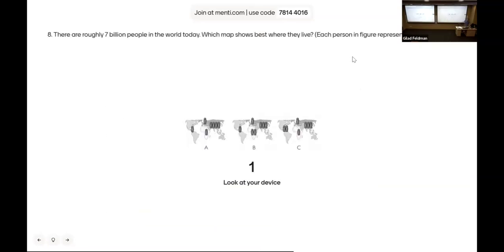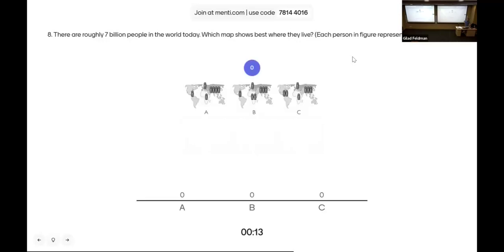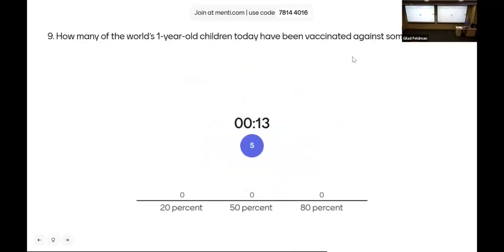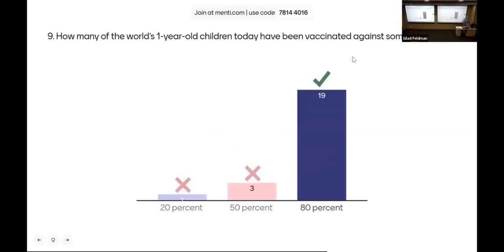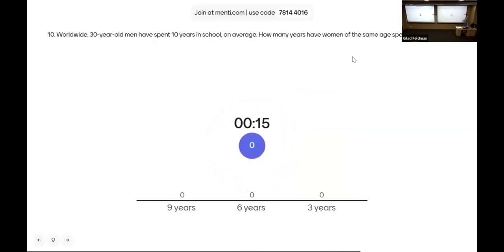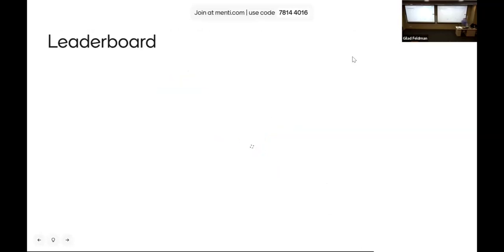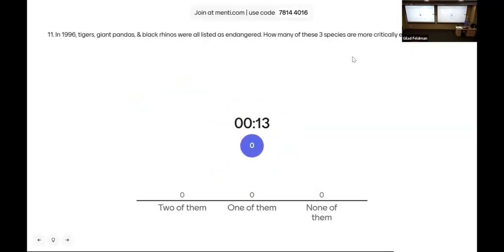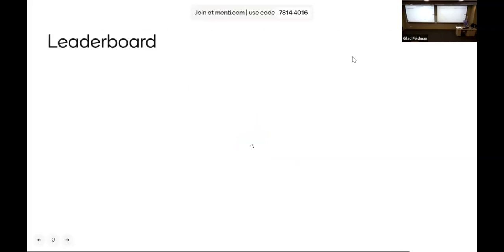Roughly 7 billion people in the world today. Which map shows best where they live? Which person in the figure represents 1 billion people? Most of the people in Asia. How many of the world's 1-year-old children today have been vaccinated against some disease? 80% is right. Worldwide, 30-year-old men have spent 10 years in school. On average, how many years have women of the same age spent in school? 9 years it is. In 1996, tigers, giant pandas, and black rhinos were all listed as endangered. How many of these three species are more critically endangered today? 2 of them, 1 of them, none of them. None of them is right.